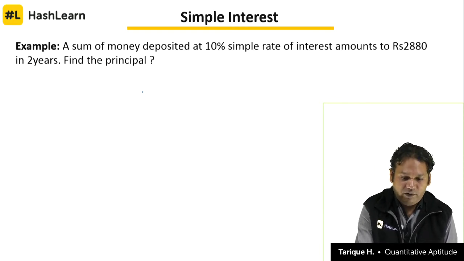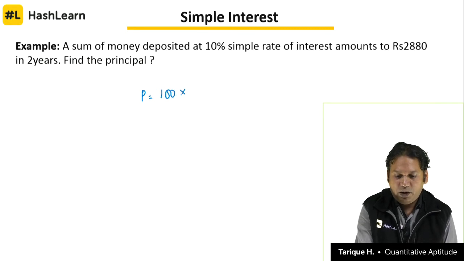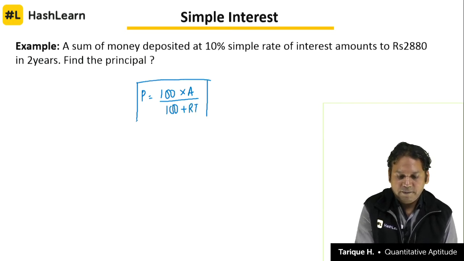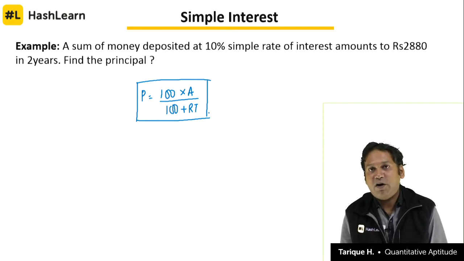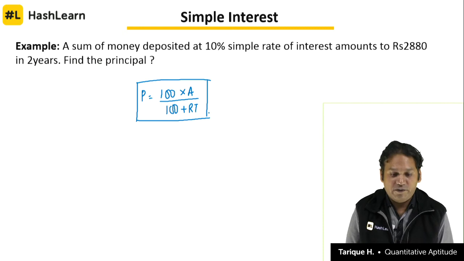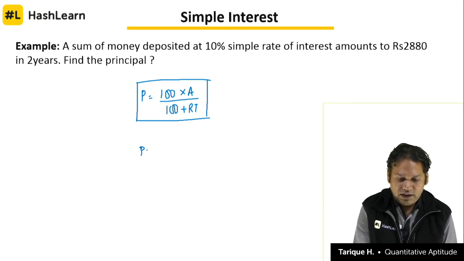Note down this very important formula. Principal is equal to 100 into amount by 100 plus RT, where R is the rate percent, T is the time period. Direct formula of finding out principal from amount if rate and time are given to you. Very important for you here. Okay. Now see here how we will calculate.